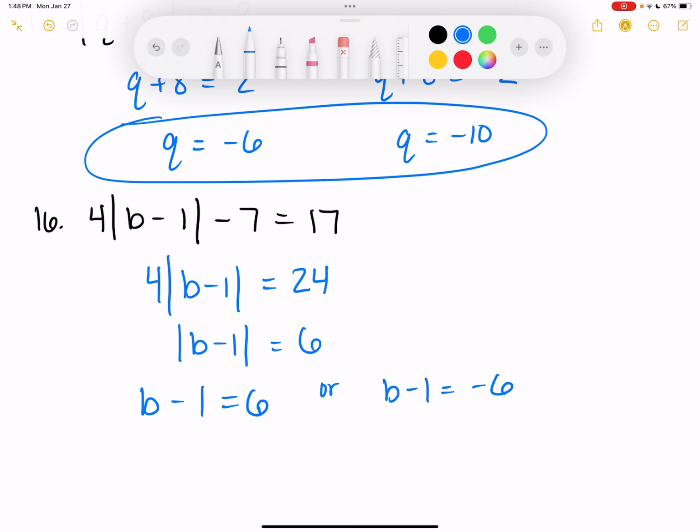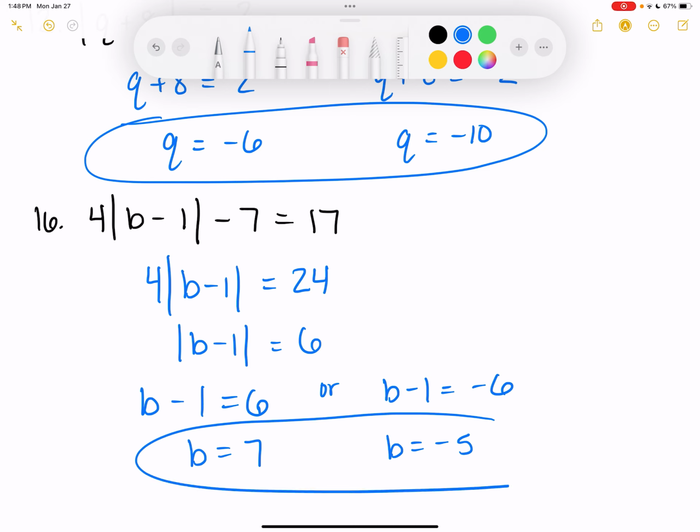So what does b equal on the left? b equals 7. And on the right? Negative 5. Yep, so b equals 7 or b equals negative 5. Obviously, it can't be both at the same time, but it's either or. The book just does the answers with little commas between, so it's fine.